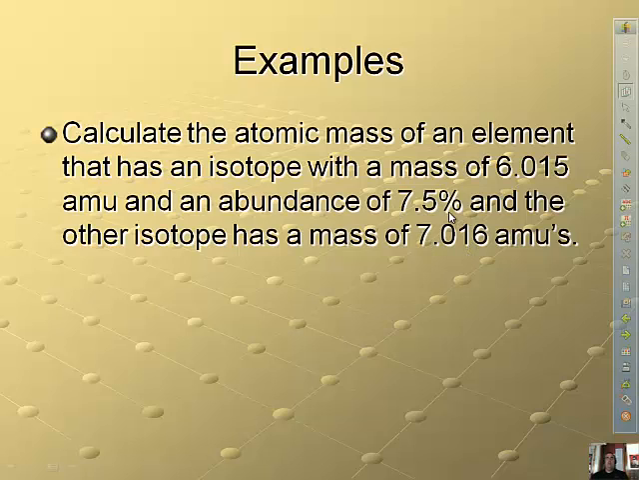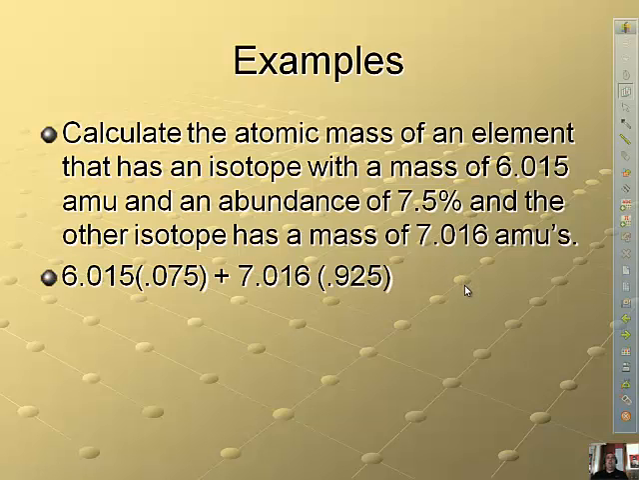Now again, you notice here that we're talking about percentages, and percentages are always out of 100. So when I look at this, that 7.5% is going to go with the 6.015. Well, that leaves the rest of the percentage to be with the 7.016. And when you take 100 and subtract away 7.5, you're going to find out that the rest of it, or 92.5%, is going to be 7.016.